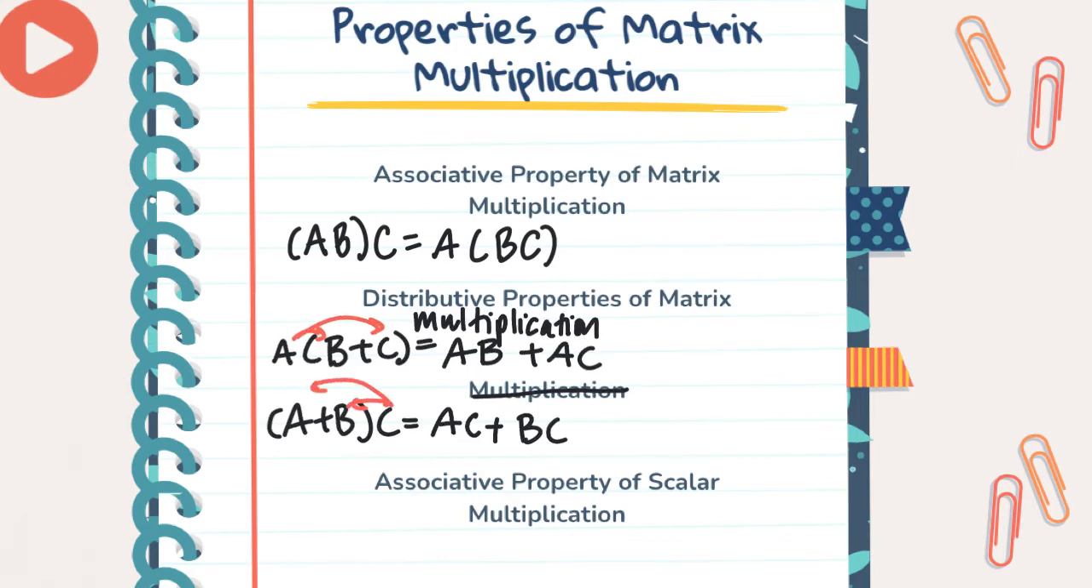And then our last property is the associative property of scalar multiplication, and this is another grouping property. C times AB equals C times A times B.